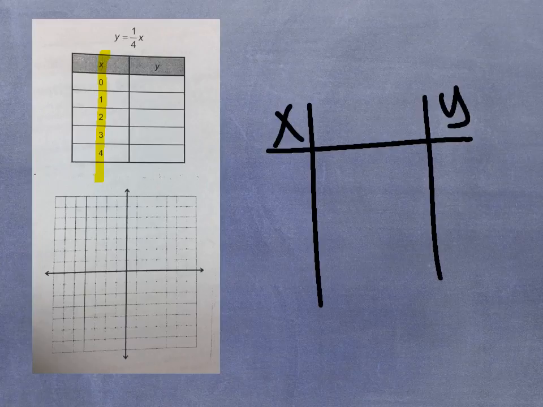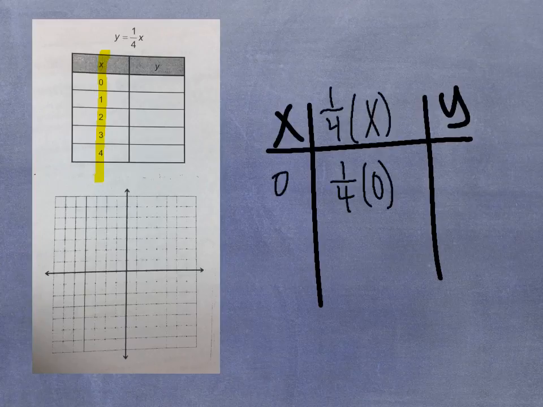So if my equation is 1/4 times x, for my 0, I plug in 1/4 times 0. 1/4 times 0 is 0. Anything times 0 is 0. Do the same thing with 1. Do the same thing with 2. Same thing with 3. Same thing with 4. So 3, I'll do 3. You're going to go back and fix the rest in a second.